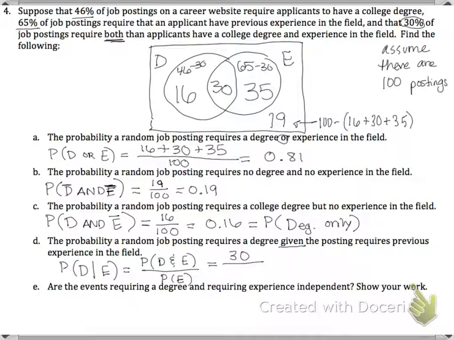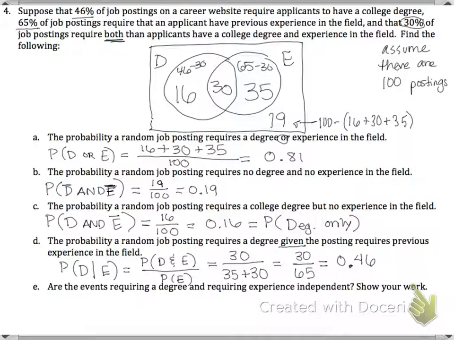Now we get tripped up when we talk about experience. Be careful. There are 35 people who have experience only, but 30 who actually have a degree and experience. So this is equal to 30 over 65, which I just realized in my solutions is incorrect. It says 30 over 46, but 30 over 65 is actually the answer. It equals approximately 0.46, okay? So there's just a little typo in my solutions, and I really apologize for that.